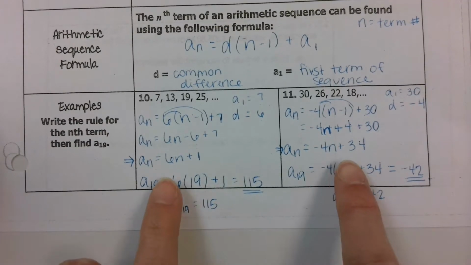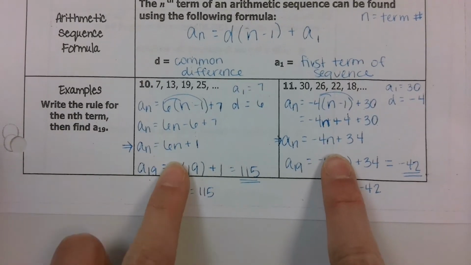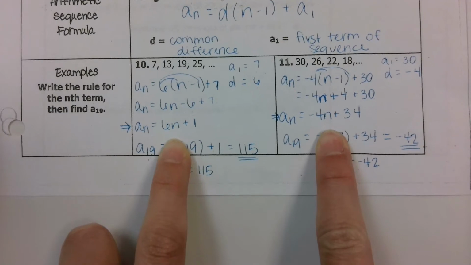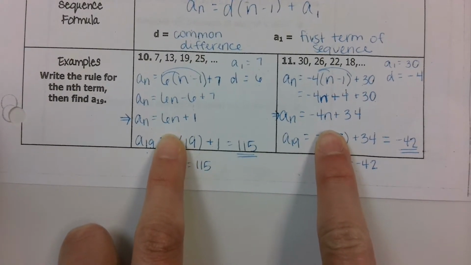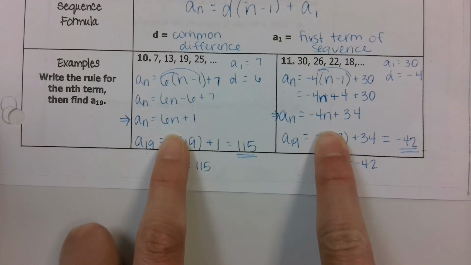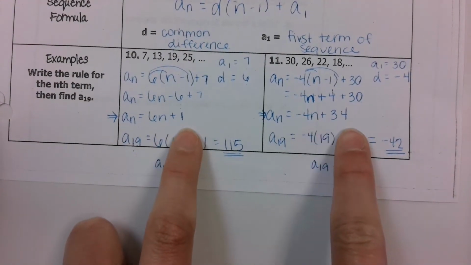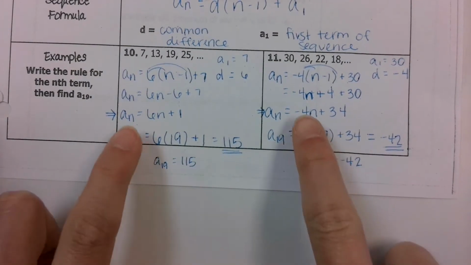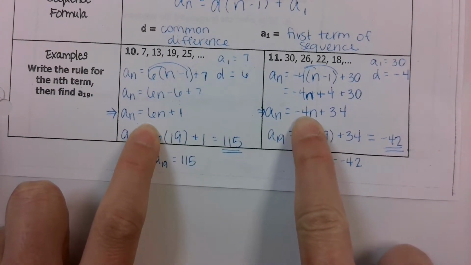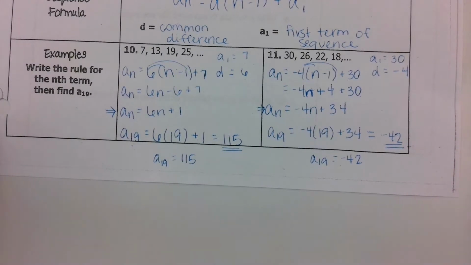When we got our rule for the nth term, what does that look like? Looks like y equals mx plus b, right? So your slope is your d value, right? If you can recognize that, it might help you get to answers quicker, especially if it's multiple choice. So if you know my common difference is 6, so I need an equation that has a slope of 6, stuff like that will help you out.